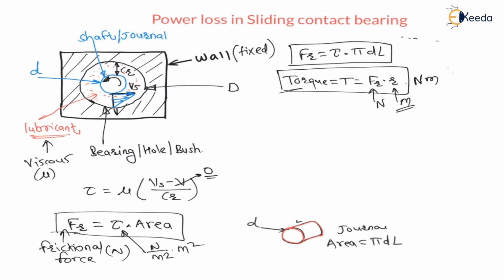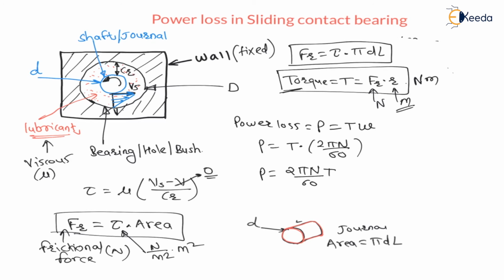Because of this torque there will be a power loss. Therefore we can calculate power loss. Power loss P is nothing but torque into angular velocity of shaft, which is 2 pi N upon 60. Therefore power loss is equal to 2 pi N upon 60 into T. We will get this power loss in watt if I consider torque in Newton meter and speed in RPM, revolutions per minute.